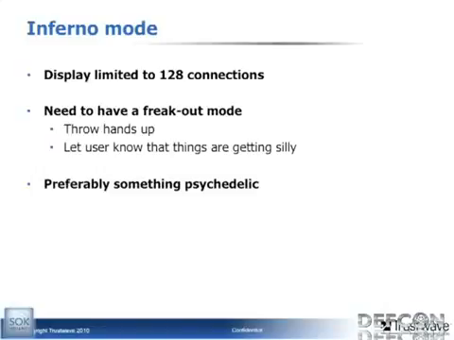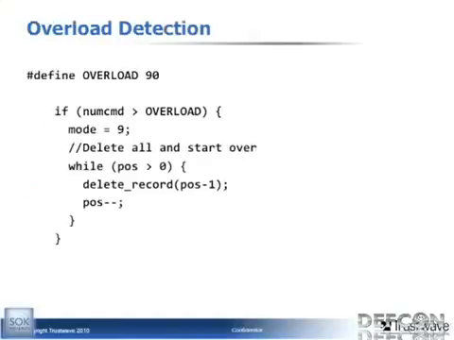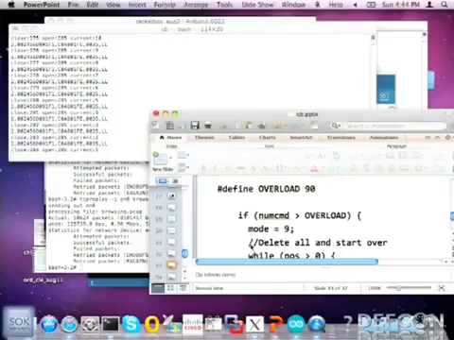Inferno mode is a meter that keeps track of how many connections are coming in, and I was thinking preferably something kind of psychedelic, so that at least if you're getting totally owned, you could be like, whoa, cool, look, my blinky lights are messed up. So overload detection: define overload as 90. You can define this whatever you want. That's a very conservative number. If the number of commandos are overload, mode 9 is the bad one. So I'm down to 5 here. I think this is actually going to work out just about right.